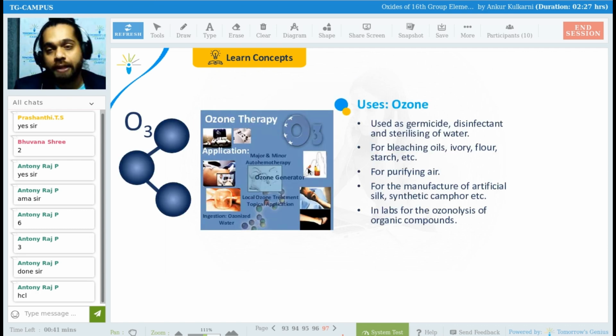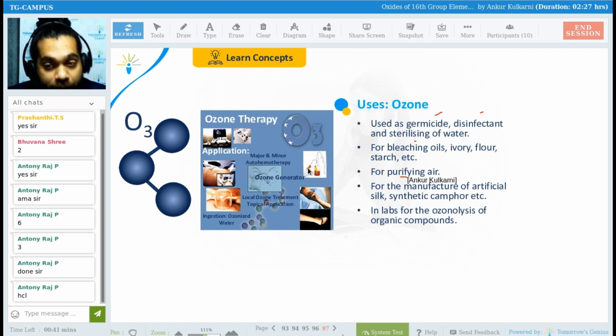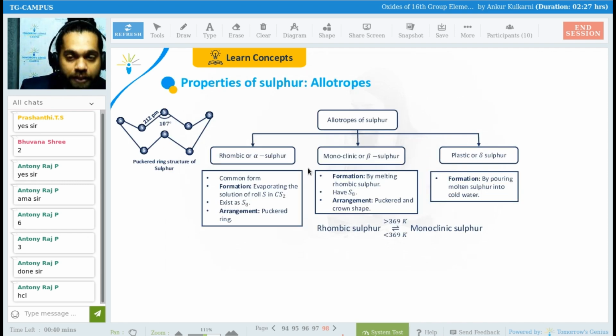Now, uses of ozone. It is used in sterilizing water. It is used as a germicide, disinfectant, for purifying air, and obviously for the manufacturing of synthetic camphor. In the labs, we have discussed ozonolysis. Is it clear till here, everyone?